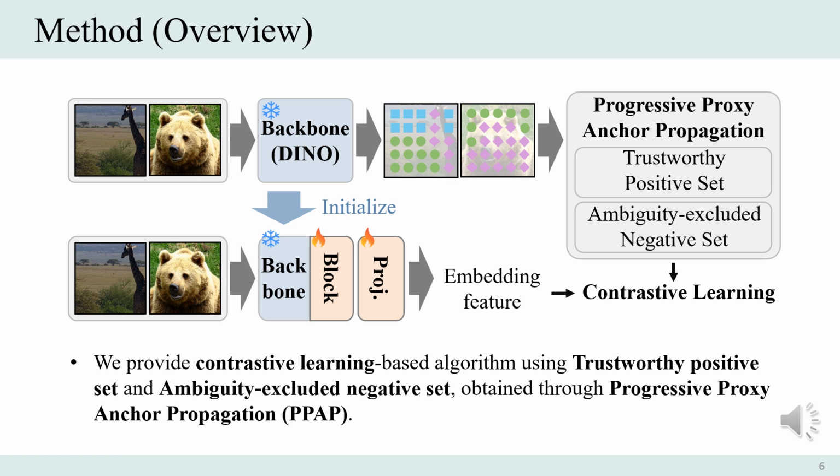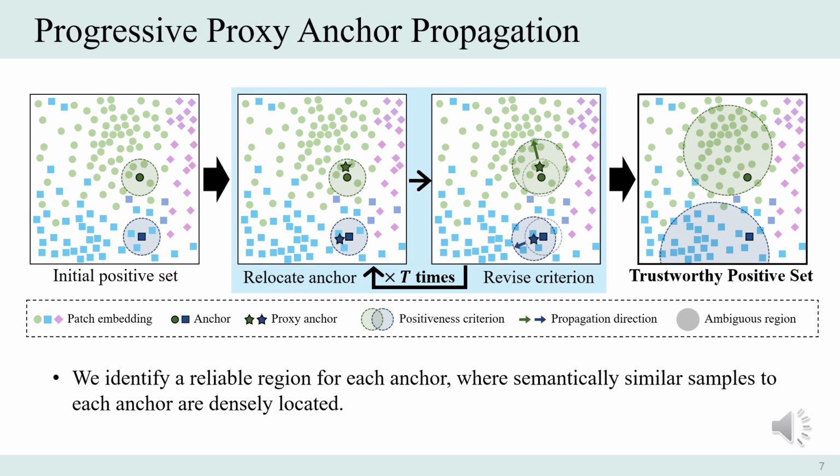Like the existing methods, we utilize DINO to make pseudo-supervision and fine-tune a ViT model initialized with DINO. To train the model, we provide a contrastive learning-based algorithm using pseudo-supervision obtained through our progressive proxy anchor propagation. Let me show you the detailed process of the progressive proxy anchor propagation algorithm.